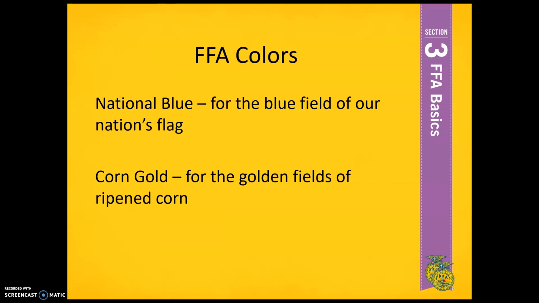The idea behind that is that the national blue represents our nation's flag. If you look at an American flag, the part with the blue background behind the white stars is national blue. It's that same color of blue. And then corn gold represents the golden fields of ripened corn, obviously synonymous with agriculture.